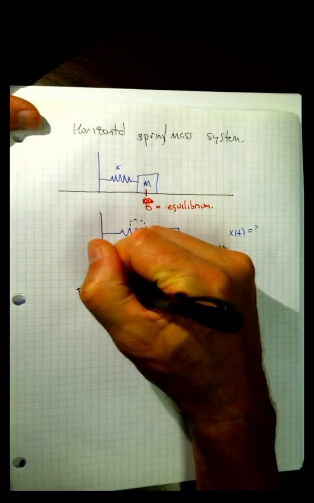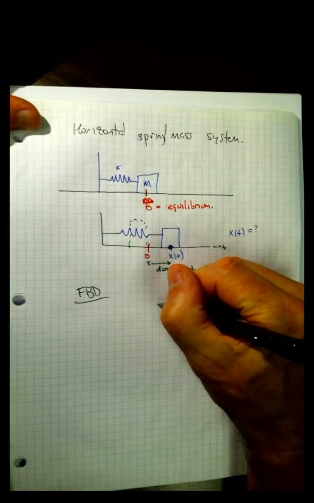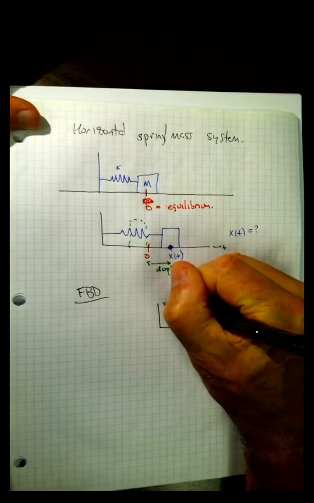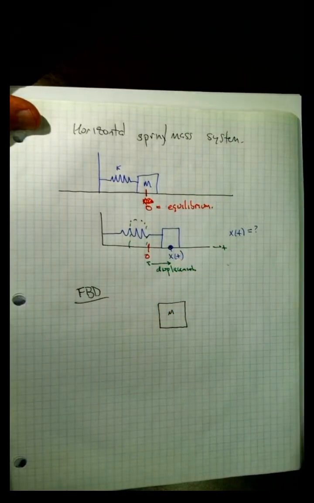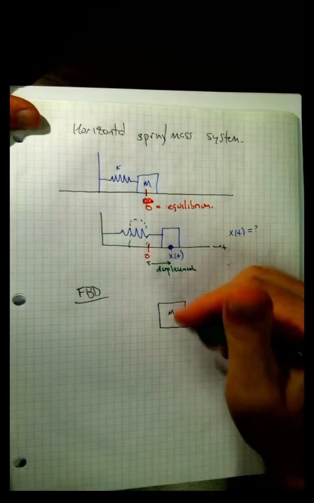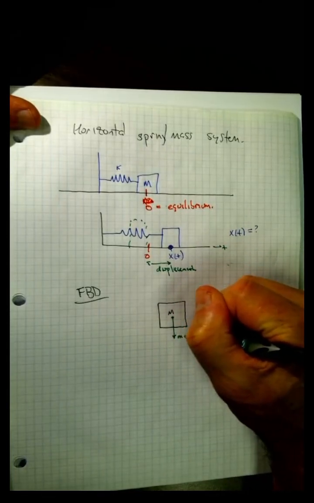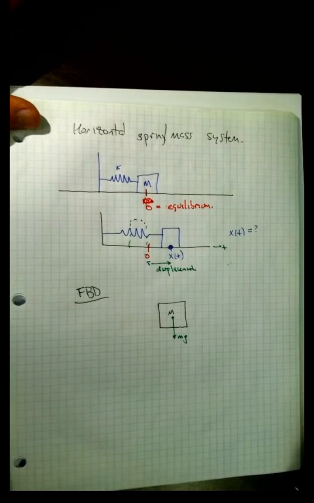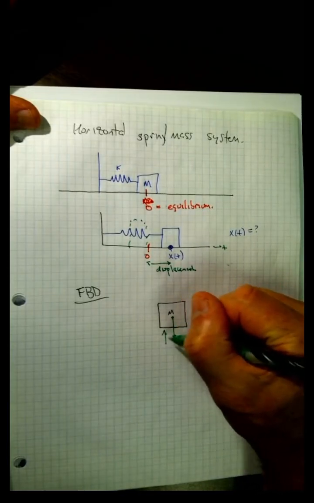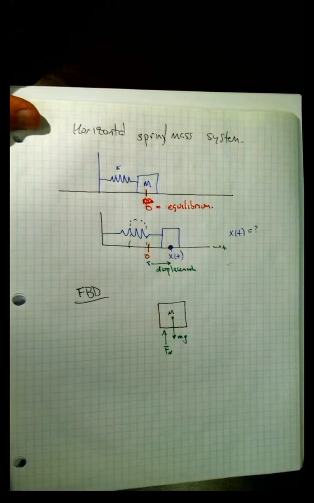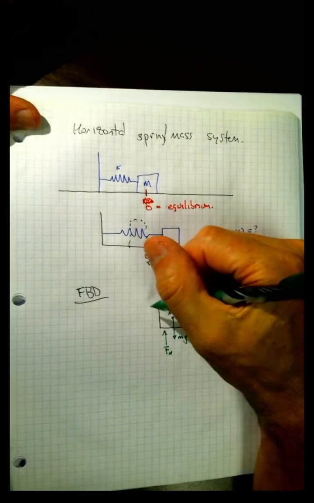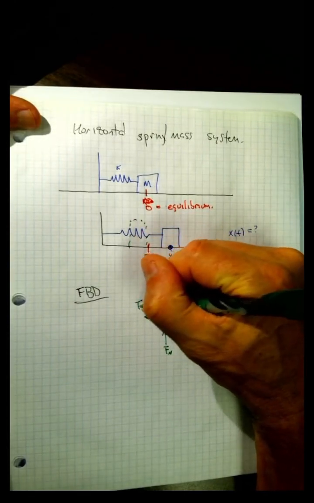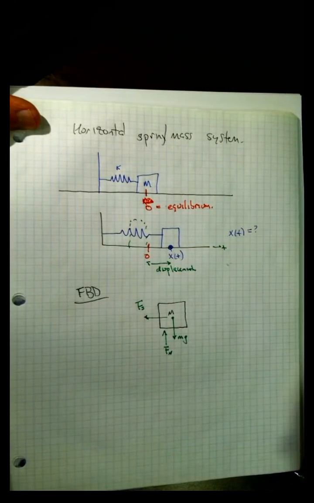So the very first thing we're going to do is a free body diagram. So we've got our mass, and in terms of the forces acting on it, we're going to have the force of gravity pulling down. We're going to have some normal force, the table pushing up on the mass. And we're going to have some force due to the spring. I'm going to figure that out. And we're going to have force of friction.